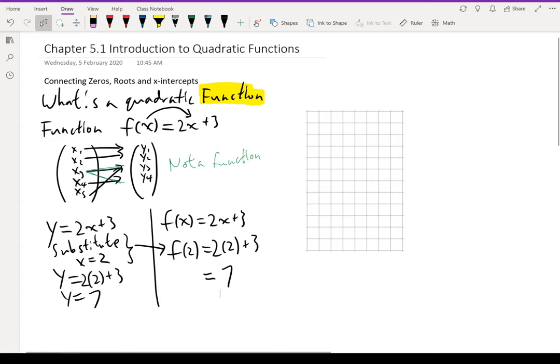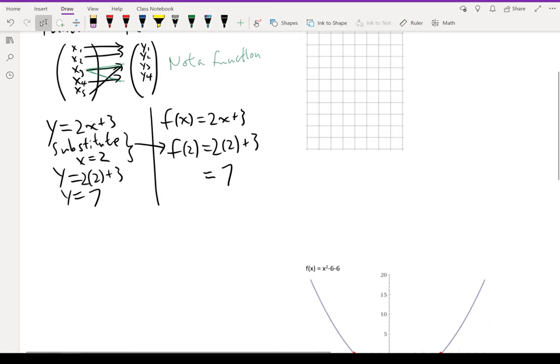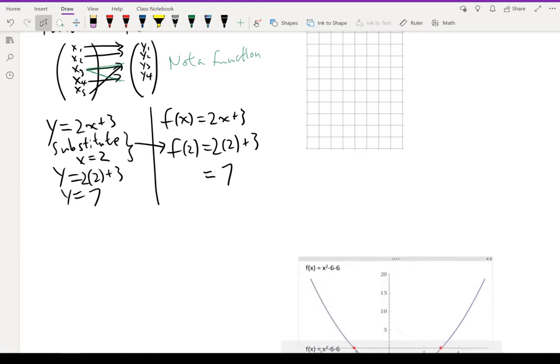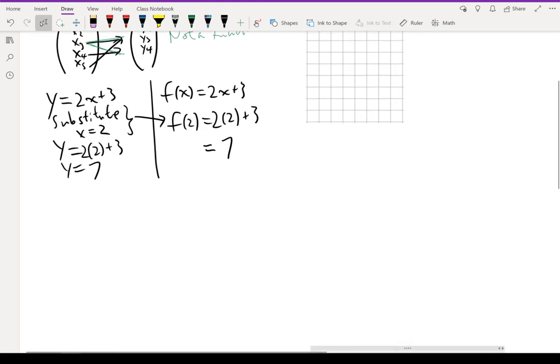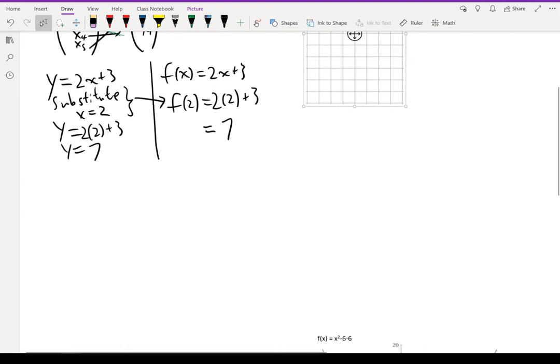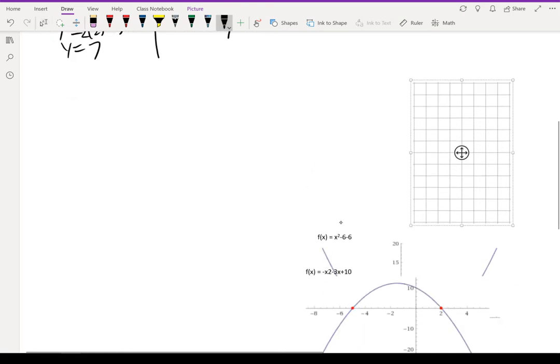So hopefully we have reviewed the meaning of function. Next, I want to talk about what is a quadratic function. Forget about these for now. We're going to look at those later. Let me move them down first.